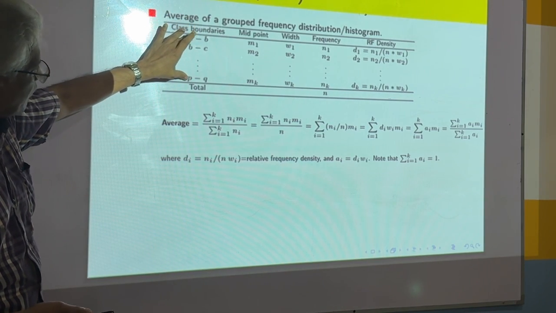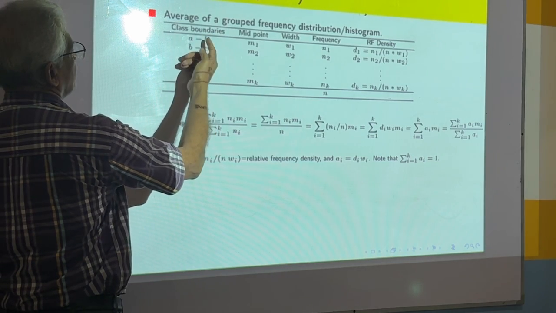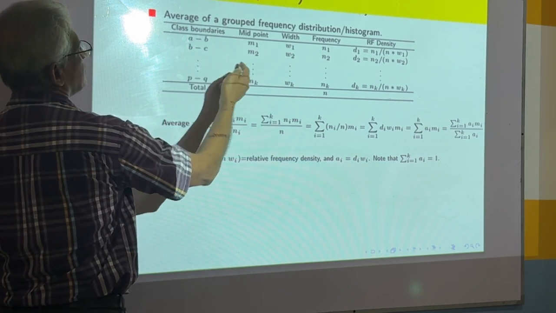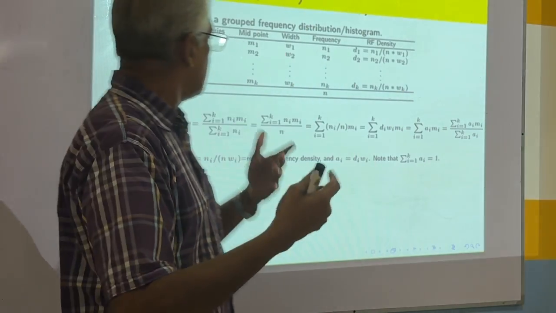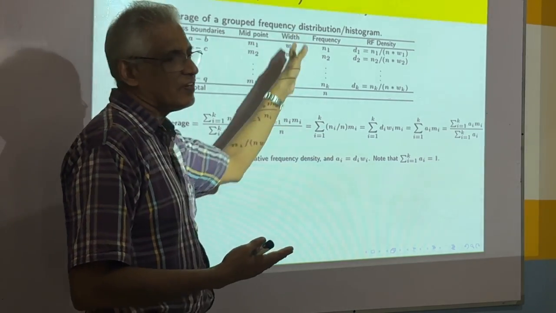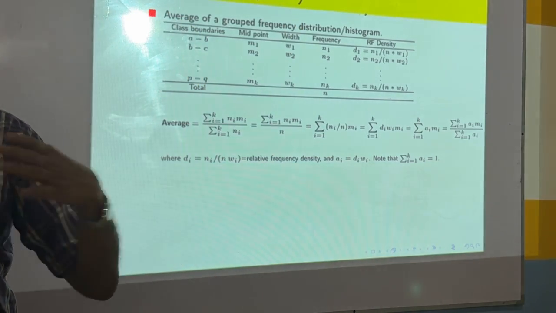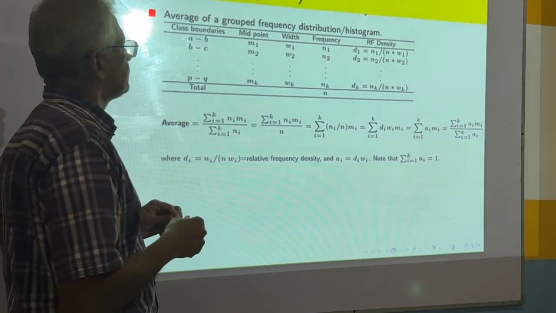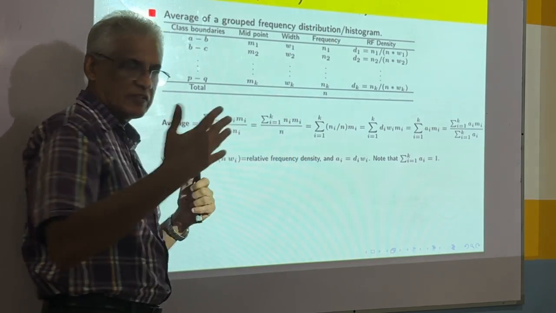Because these are boundaries, you can say W1 will be B minus A, W2 will be C minus B, and so on. So generally these may have different widths. You don't have to have the same widths. Class intervals may have different widths, that's possible. And this column and this column will usually be given to you.